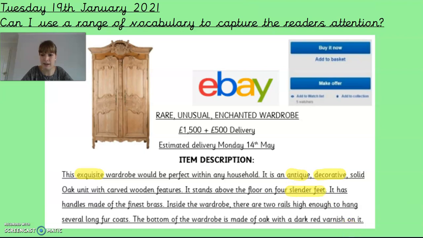And I quite like this sentence here. I'm going to underline it. It stands above the floor rather than saying it has. We've thought about what can I use instead rather than just going it has 4 slender legs. It stands above the floor on 4 slender legs. It just sounds a bit more exciting. It has handles made of the finest brass. So you can magpie that, finest brass, not just any old brass. It's the finest, which means the best.